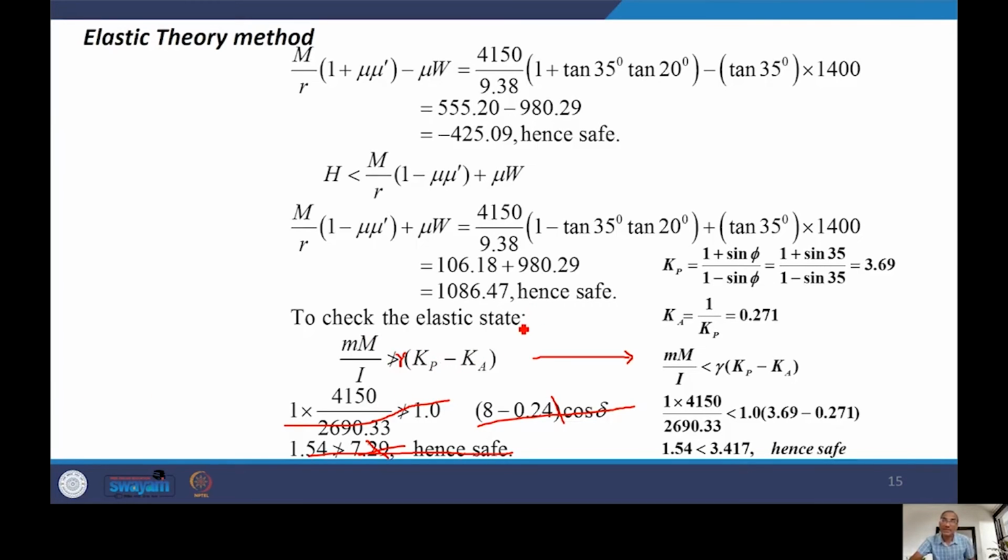So what you have, Kp in this equation, is nothing but 1 plus sine phi over 1 minus sine phi. So you get this for 35 degrees, 3.5. The same thing is for Ka, which is the reverse, 1 over Kp, it's 0.271. So this way you got these numbers, and when you put them in this equation, you could see in this identity the left hand side is 1.54 and the right hand side is 3.417. So you can conclude that this number is also less. So that means this is fine.